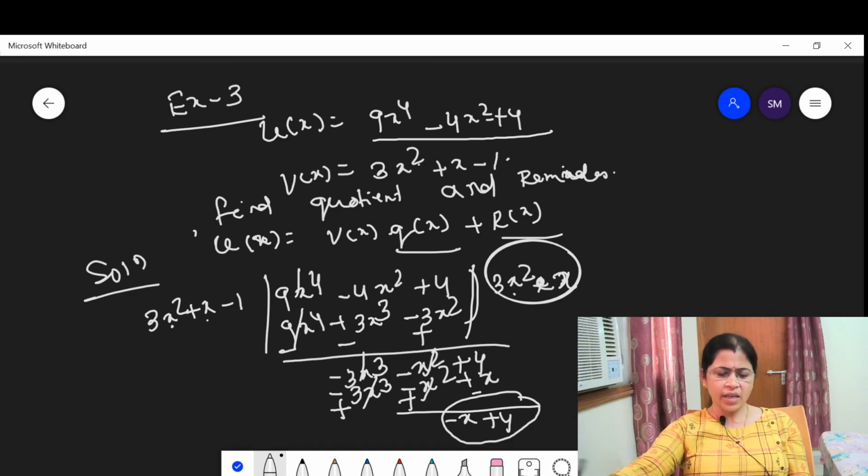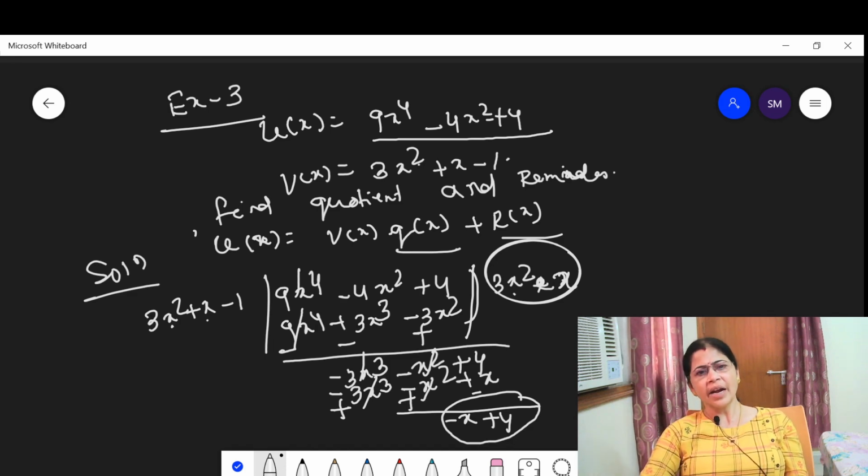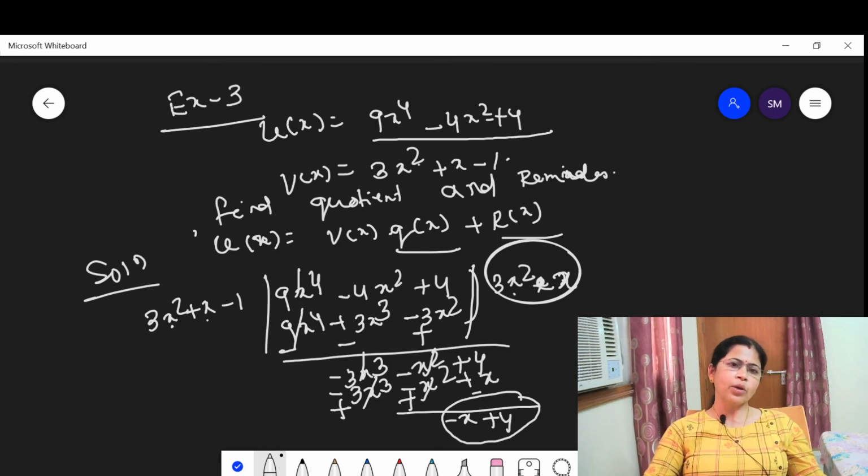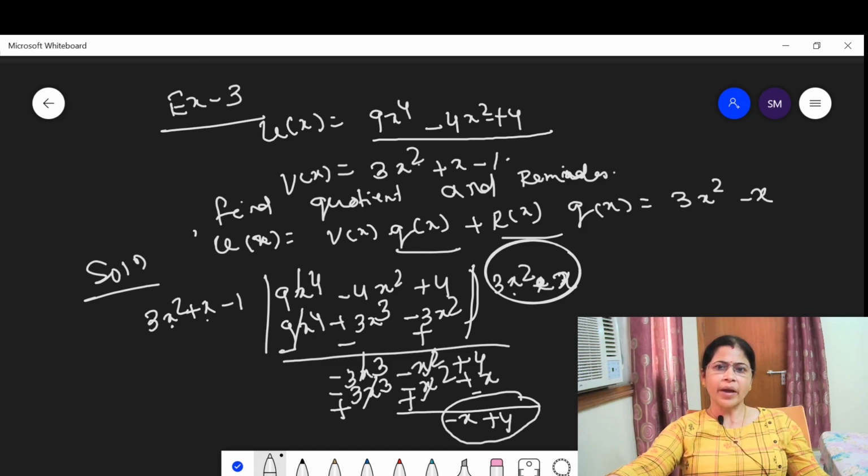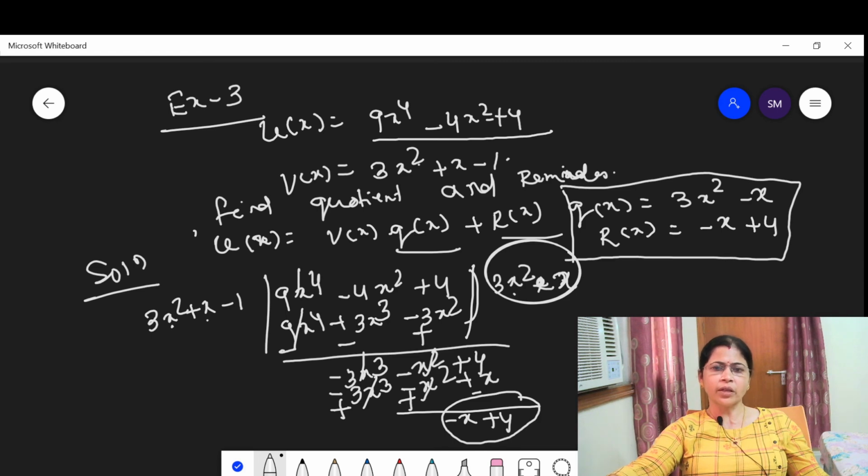Here the question asks to find the quotient and remainder of the given polynomial when the polynomial u(x) is divided by v(x). Here u(x) is the dividend and v(x) is the divisor. By solving this we get that the quotient q(x) is equal to 3x square minus x and the remainder R(x) is equal to minus x plus 4. This is the answer to the given question.